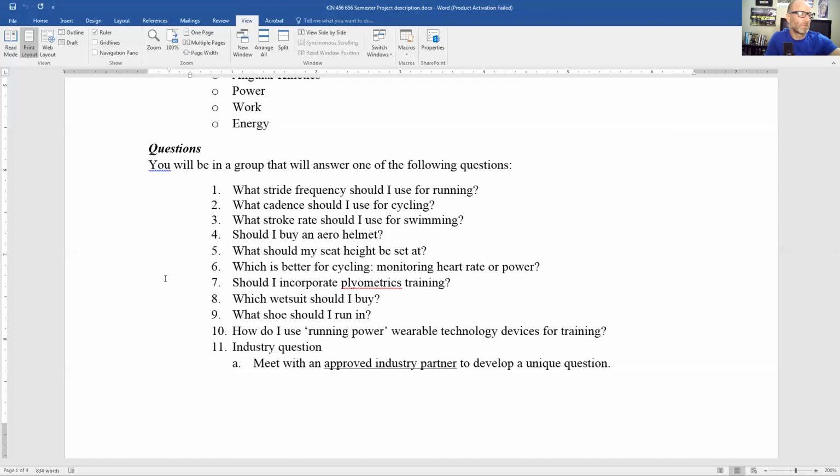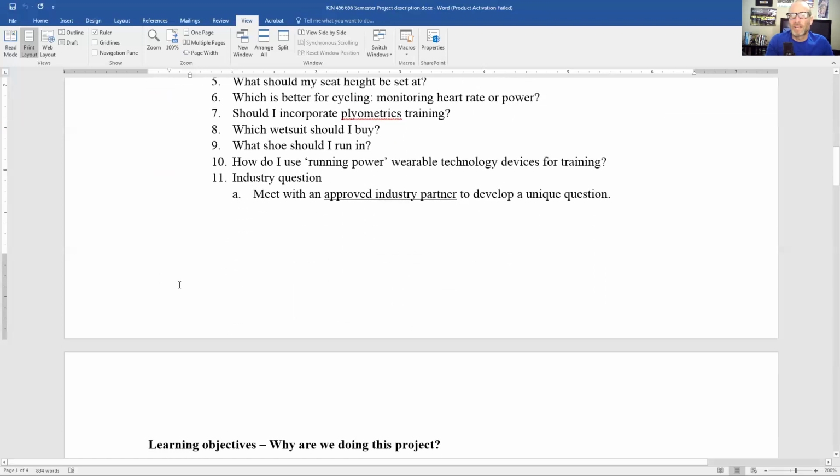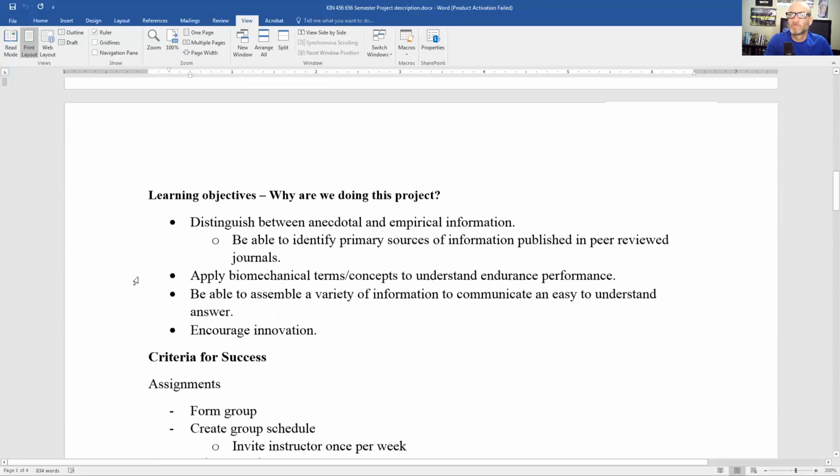So what I'm hoping to do is set up meetings with your group and the industry partner to sort of brainstorm about innovation for the questions that you're dealing with. All right, and we'll see how this goes. This is the first time running through this.